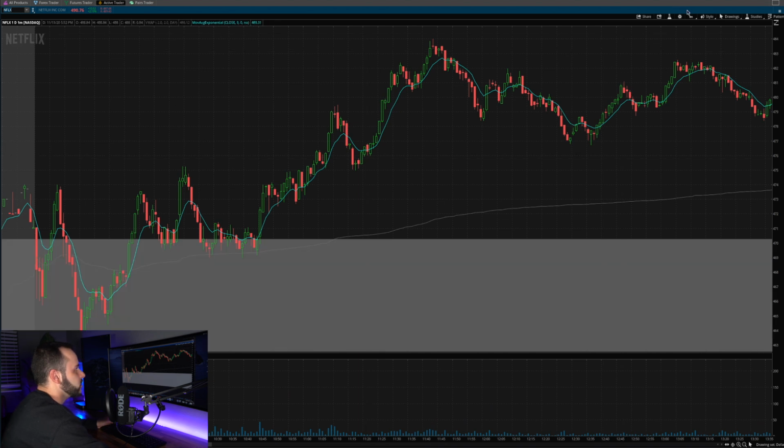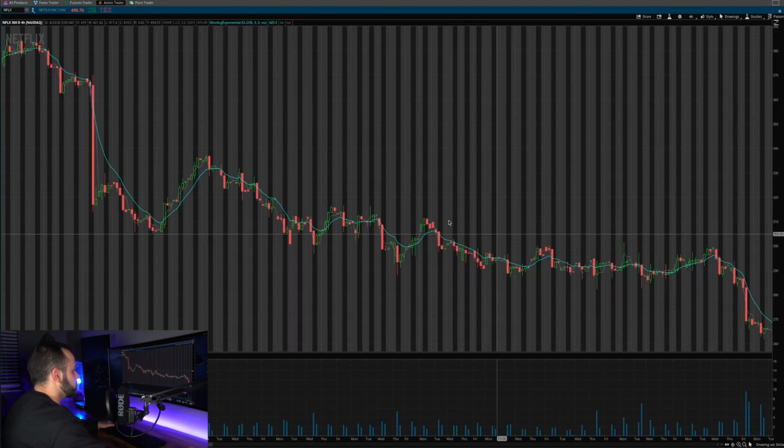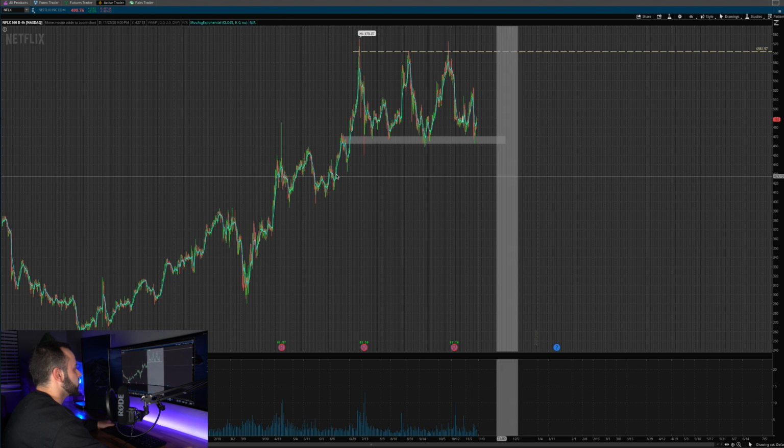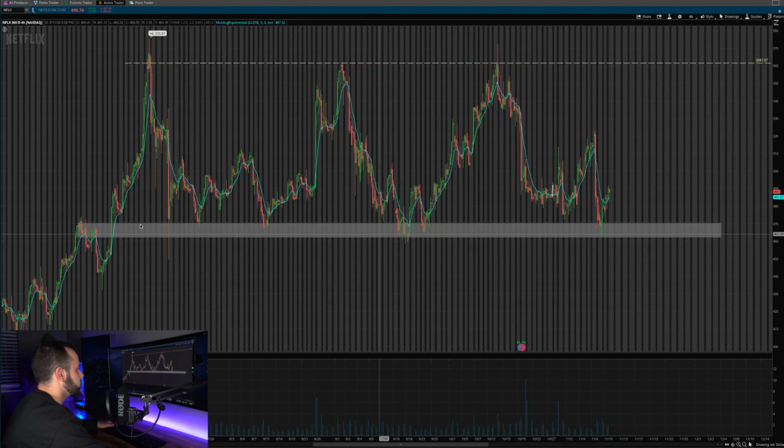So if I go to the 4-hour and go to Netflix, what I was watching was this right here, this nice support right here on Netflix. You can see we touched this support multiple times, and every time we've touched this 470 to 460 area, we've had a really nice bounce. So right here is the bounce that I've been taking advantage of. I'm up about 50%. I got into these call options.